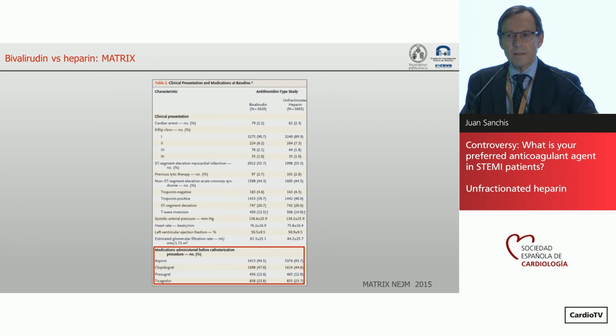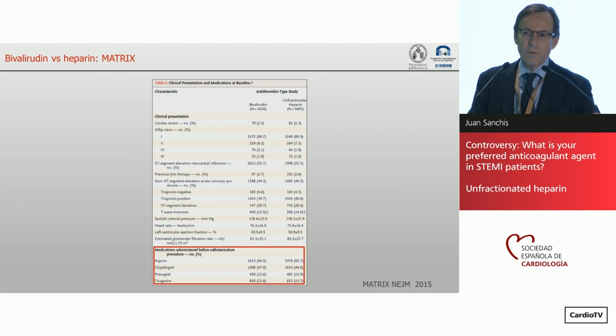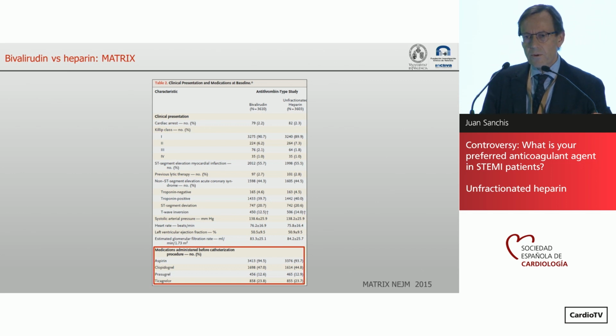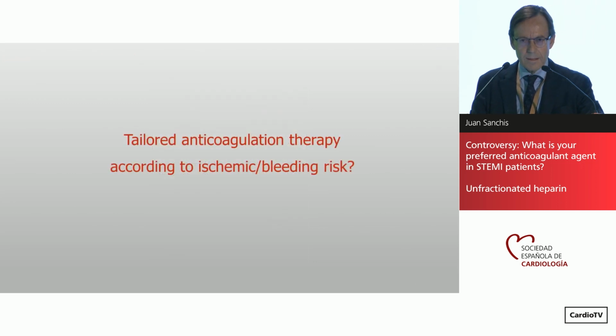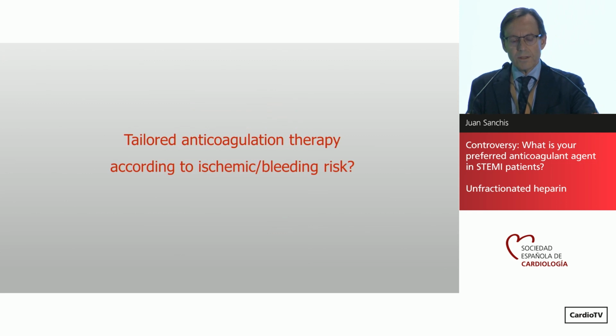Interestingly, in this trial, patients were very well treated with dual antiplatelet therapy. Therefore, the excess of stent thrombosis seems to be linked to the use of bivalirudin. This is an intriguing question. Is it possible to use a tailored anticoagulation therapy according to ischemic and bleeding risk?